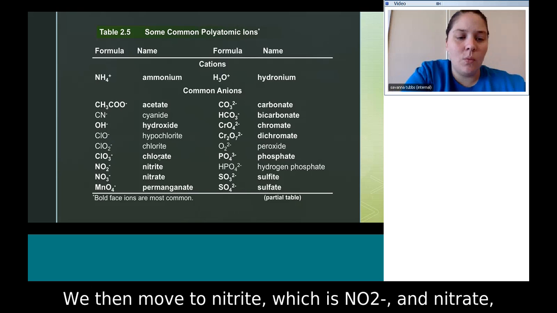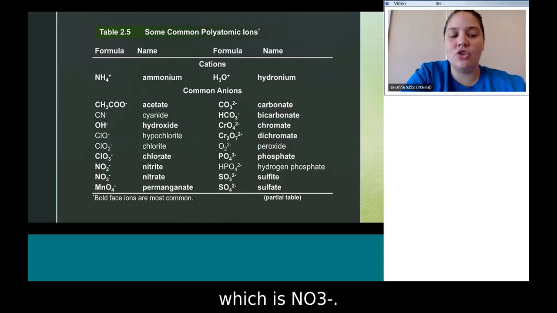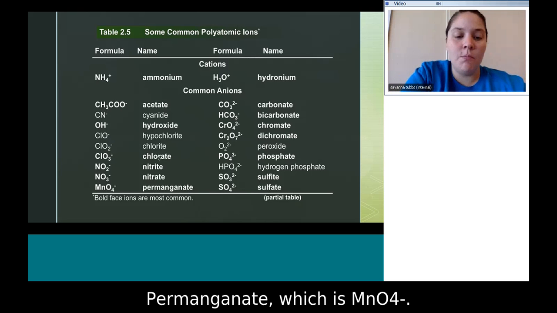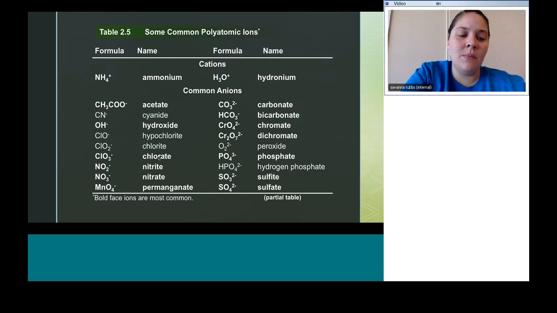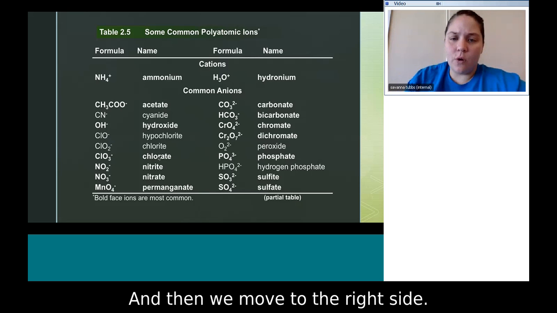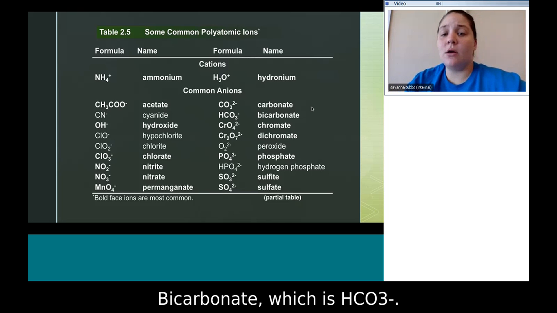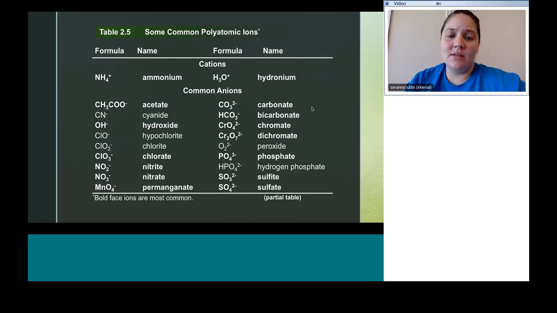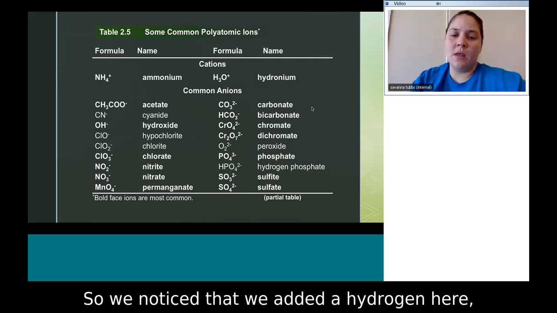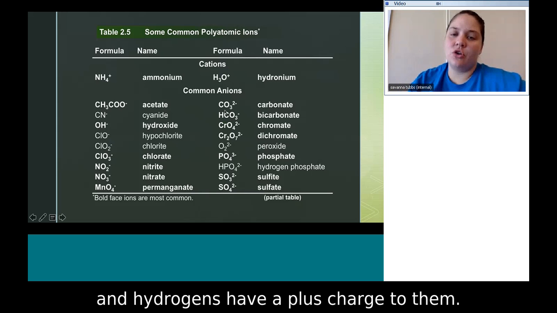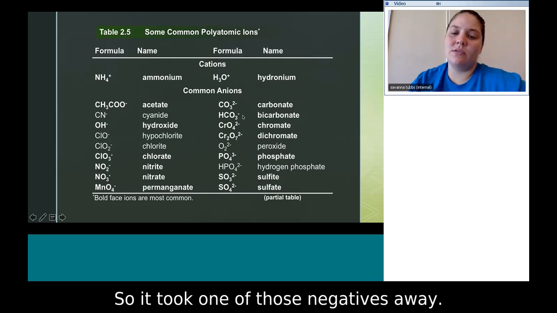We then move to nitrite, which is NO2-, and nitrate, which is NO3-. Permanganate, which is MnO4-. And then we move to the right side, we have carbonate, which is CO3 2-. Bicarbonate, which is HCO3-. We notice that we added a hydrogen here, and hydrogens have a plus charge to them, so it took one of those negatives away.